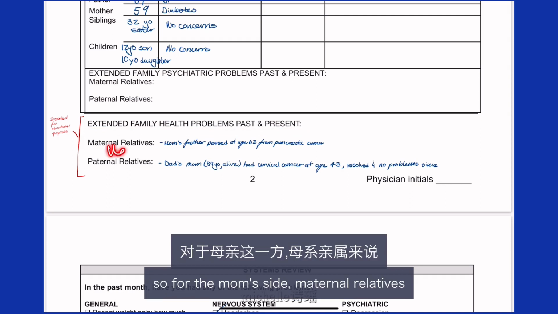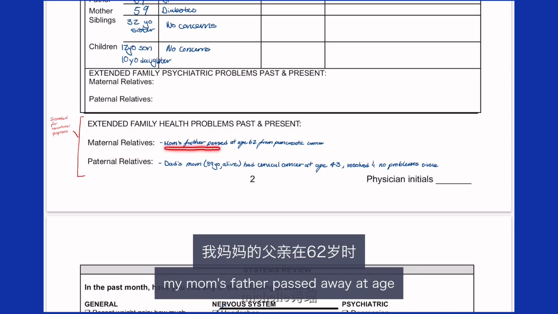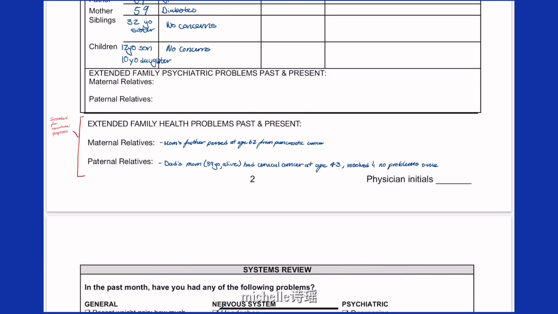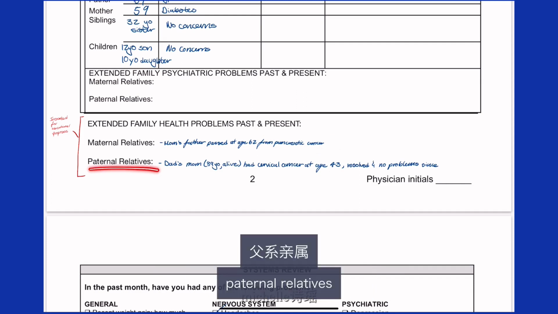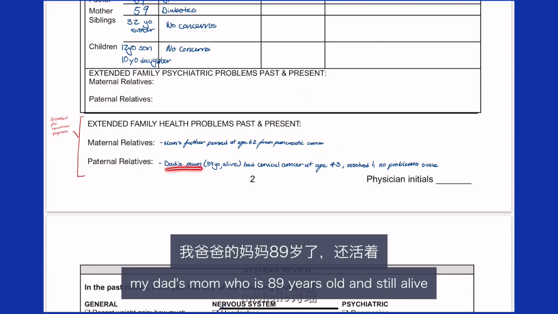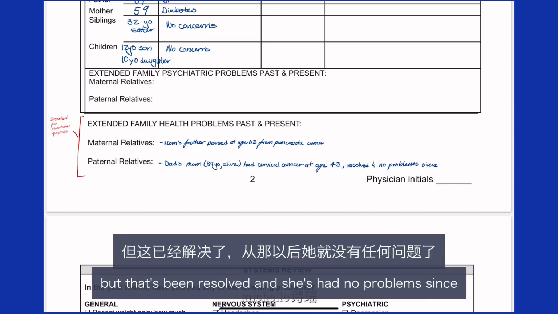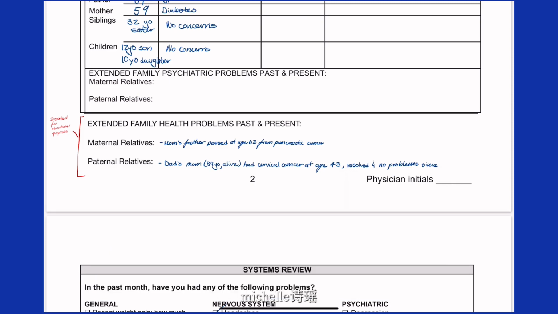So for the mom's side, maternal relatives, my mom's father passed away at age 62 from pancreatic cancer. Paternal relatives, my dad's mom, who is 89 years old and still alive, had cervical cancer at age 43, but that's been resolved and she's had no problems since.